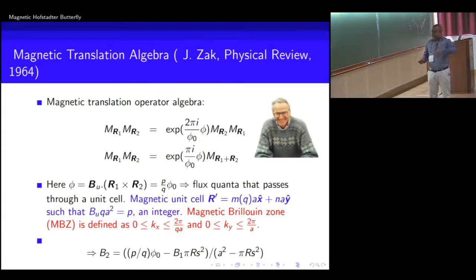So if we combine all these results, and fix the ratio of the flux through each unit cell to phi 0, the flux quantum, as a rational number P over Q, then one can see that one part of the field can be determined in terms of the other part, which is a very simple result. This is the total flux, this is the flux due to the inner circle, the flux due to the outer circle is going to be this, and therefore the corresponding field B2 is going to have this value.